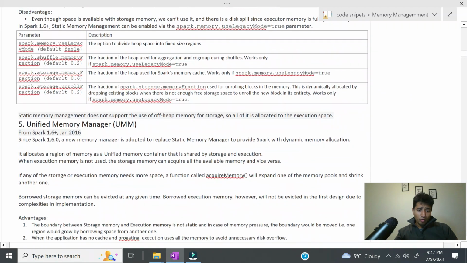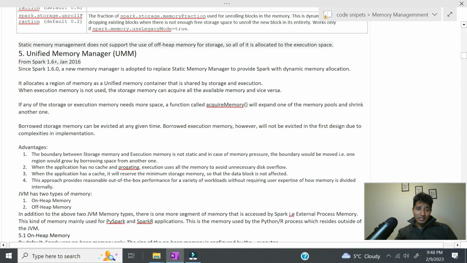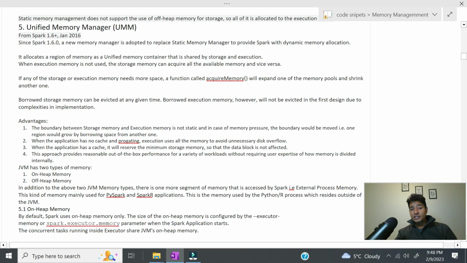Now let's go for UMM. Since Spark 1.6, we have a new memory management that is adopted to replace the static memory manager with dynamic memory allocation. It allocates a region of memory as a unified memory container that is shared for both storage and execution. When execution memory is not used, storage memory can acquire all the available memory and vice versa. If either storage or execution memory needs more space, a function called acquire memory will expand one memory pool and shrink the other one. Borrowed storage can be evicted at any time. Borrowed execution memory, however, will not be evicted in the first design due to complexity of implementation.